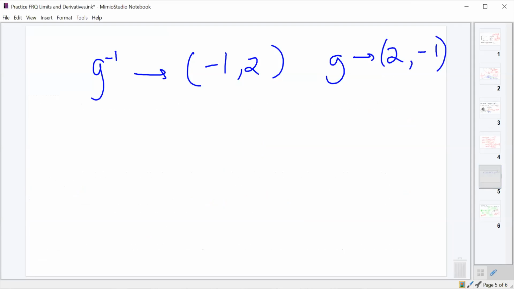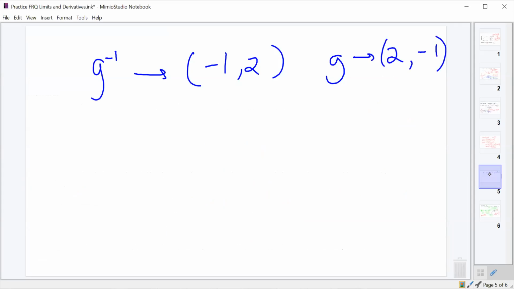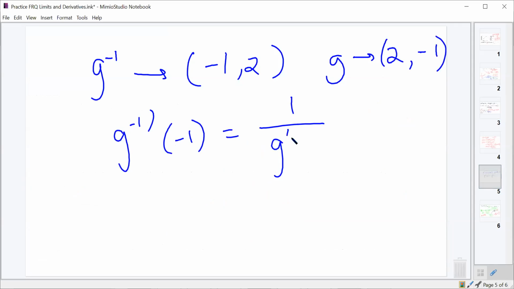And like I said, we're looking for the tangent line to g inverse at -1. The slope should be the reciprocal of the slope of g at 2. So g inverse prime at -1 should be equal to 1 over g prime at 2. Everybody agree with that based on our inverse rule from the other day?